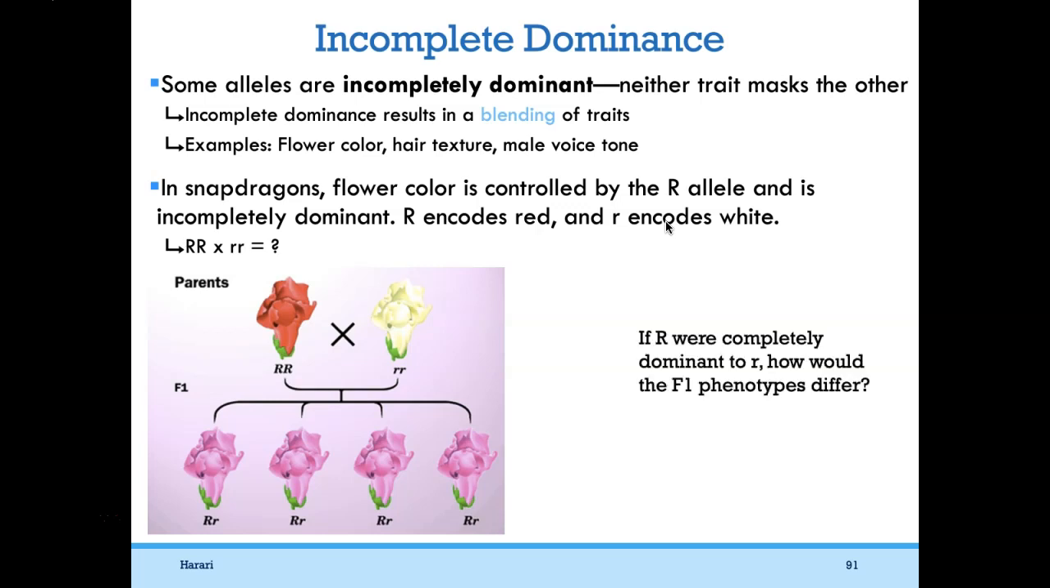If big R were completely dominant to little r, what would the F1 look like then? Right, you would get all red flowers if it were just simple dominance. If it were codominance, what would you see? Right? You would see white and red patches on all the flowers.